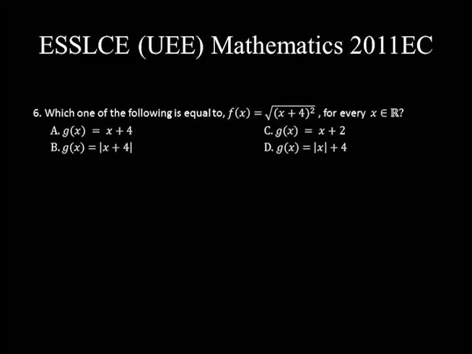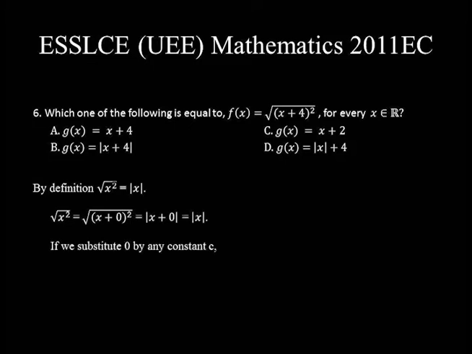Question number 6. Which one of the following is equal to f of x equal to the square root of x plus 4 the whole square, for every x element of the real numbers? By definition, the square root of x squared is equal to the absolute value of x. In other words, the square root of x squared is equal to the square root of x plus 0 the whole square, which is equal to the absolute value of x plus 0. The absolute value of x plus 0 is simply equal to the absolute value of x.